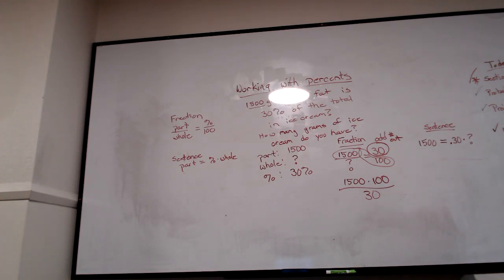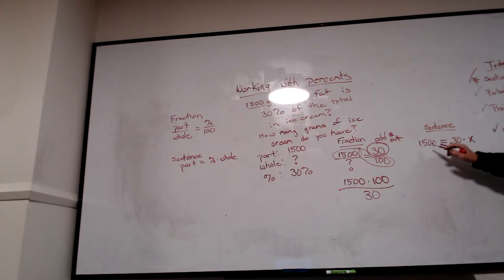I'm not looking for answers right now. This one's a little bit different. How would I solve that problem? I'm going to change this to an X right now, because that's what we're looking for. For the sentence one? Yes. You're trying to figure out the whole, right? What I did is I took the part divided by the percent and it got me the whole. We're trying to find 0.3 times what? And it gives me 5,000.